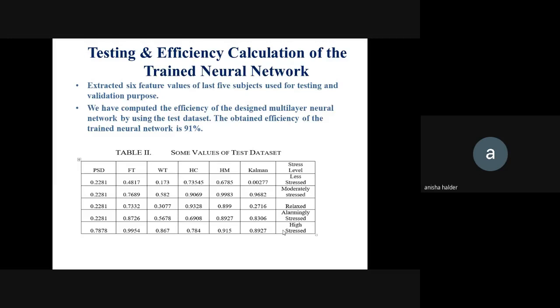This one is used for testing and validation, the efficiency calculation. We have computed the efficiency of the designed multi-layer neural network by using the test data set. The obtained efficiency is, this is neural network, and the support vector machines. This type of algorithm is a supervised learning algorithm, and usually gives much accuracy. These algorithms are much more accurate. So using the neural network, we obtain 91% accuracy.